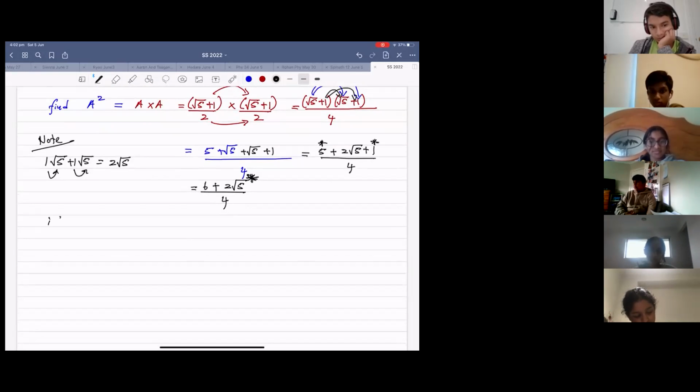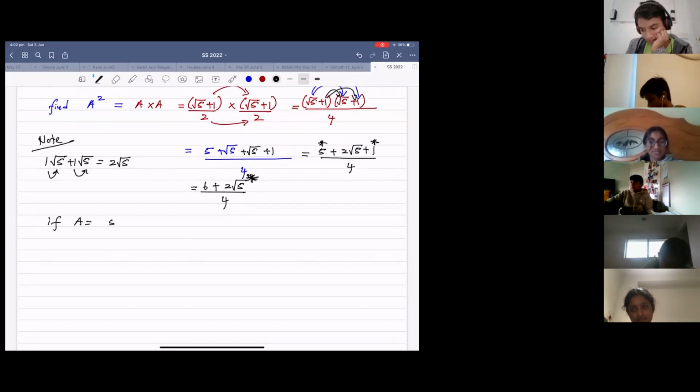Next question. If a is equal to square root 5 plus 1 divided by 2, find 1 divided by a.